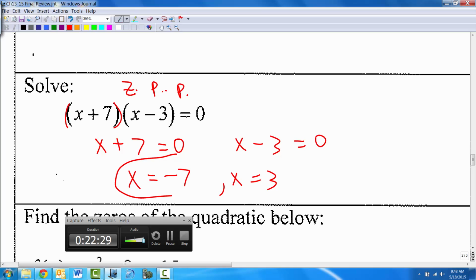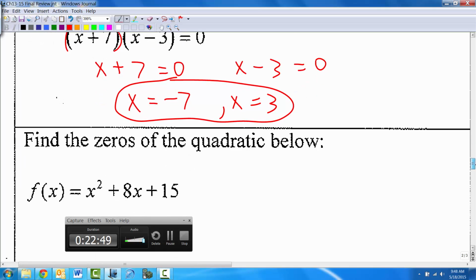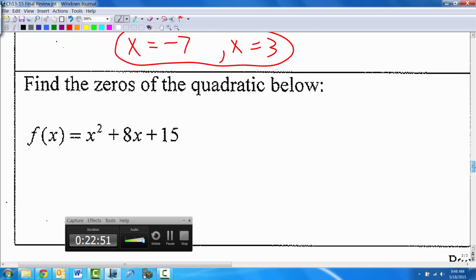When I plug them in, when I plug in -7, plus 7 is 0. 0 times I don't care equals 0. 3 minus 3 is 0. 0 times, 3 plus 7 is 10. I do care. 0 times 10, though, is 0. So that's why these are the solutions. They make the equation true.